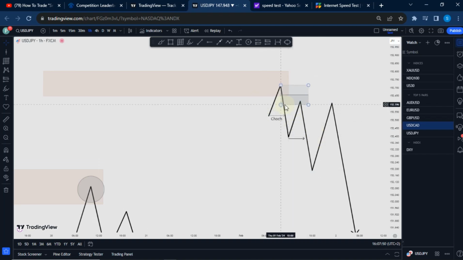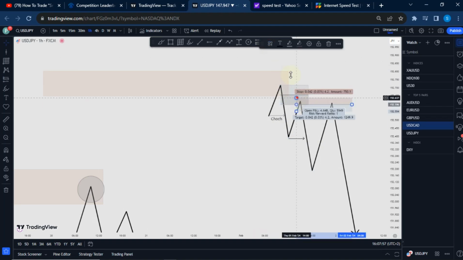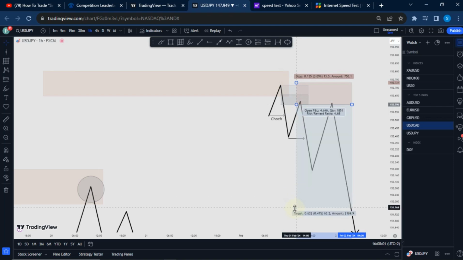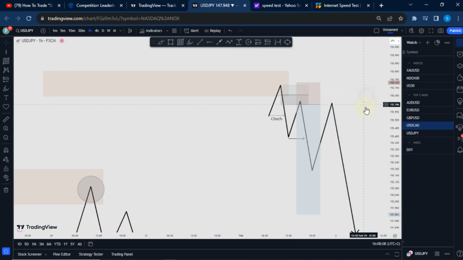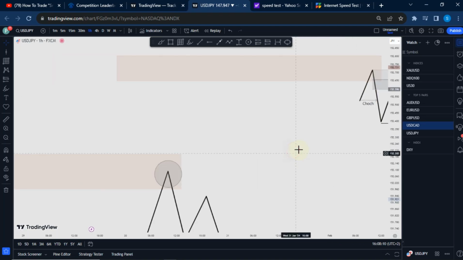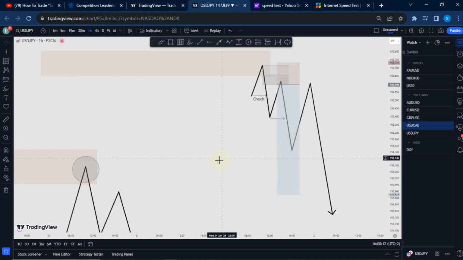What caused the change of character? That's when we enter our trade. We're going to enter our trade here, put our stop loss here, and then target 5R like this, and that's going to be your trade.